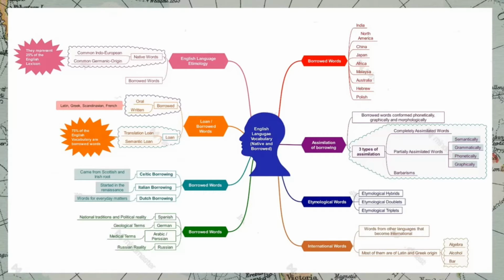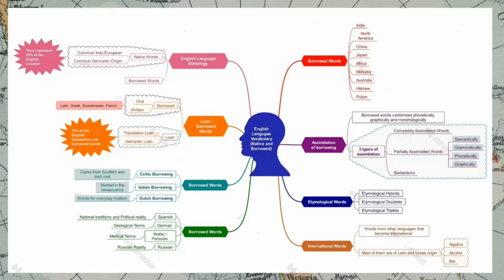First, we're going to talk about English language etymology, the native words and the borrowed words. From native words, we have common Indo-European and common Germanic origin. Then we're going to talk about loan and borrowed words. Borrowed words can be oral and written and usually come from Latin, Greek, Scandinavian, and French, while loan words are translations and semantic loans. Then we have borrowed words from Celtic, Italian, and Dutch origin, then Spanish, German, Arabic, and Russian origin, and finally India, North America, China, Japan, Africa, Malaysia, Australia, Hebrew, and Polish.